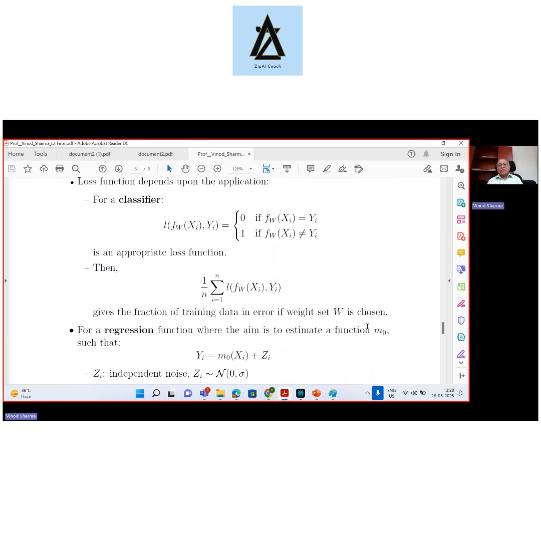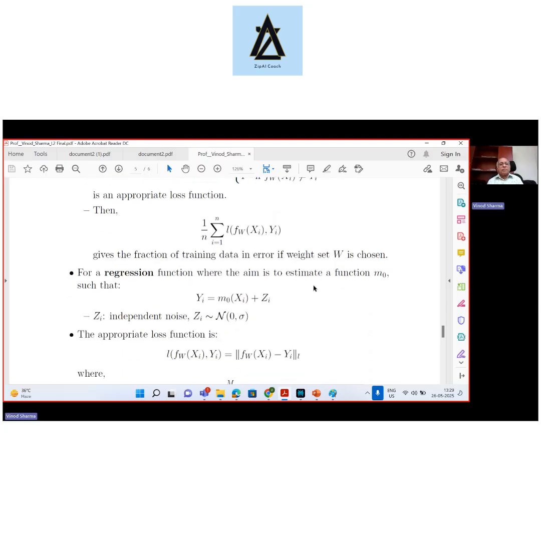We have n samples. For all the n samples, for a given w, we compute the quantity (1/n) sigma i equals 1 to n L(f_w(x_i), y_i). So this gives, for the above loss function, the fraction of training data in error if the weight set w is chosen.